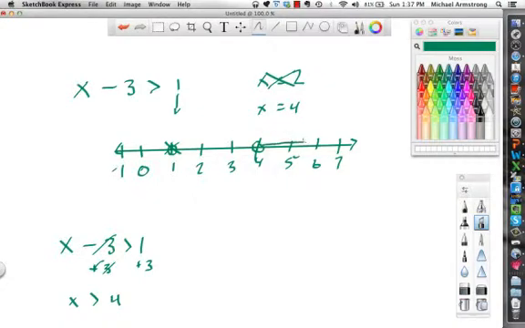So x is greater than 4. That means that I can draw my arrow this direction. Maybe I should have changed colors, but maybe that's just confusing because it kind of looks a little Christmassy now. Okay, so that's how that works. X minus 3 is greater than 1 looks like x is greater than 4 because we simplified it.